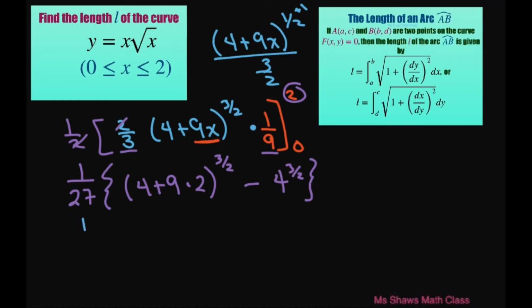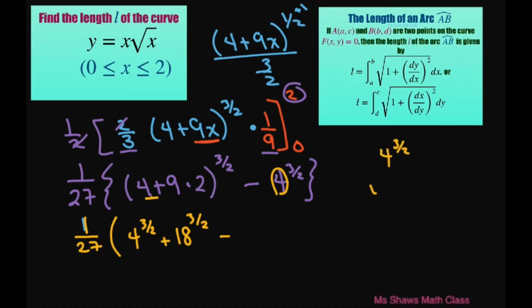All right, let's see what we can get. This is going to be 1 divided by 27, and this is going to be 4 to the power of 3/2 plus 18 to the power of 3/2 minus, and what I can do is square root the 4 and just write this. So if you have 4 to the power of 3/2, you can write this as square root of 4 cubed, which is going to be 2 cubed. So we'll write this as 2 cubed.